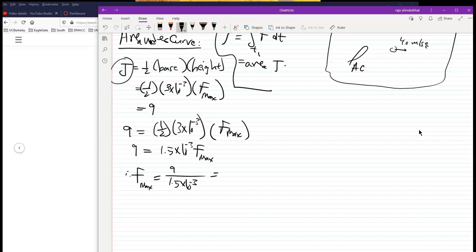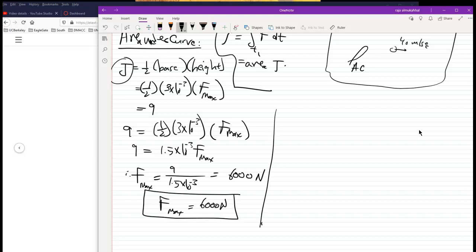So that's going to be 9 divided by 1.5 times 10 to the negative 3. And the answer would be, if I do it correctly, I got 6,000 Newton. There we go. So F max here is equal to 6,000 Newton. Okay?